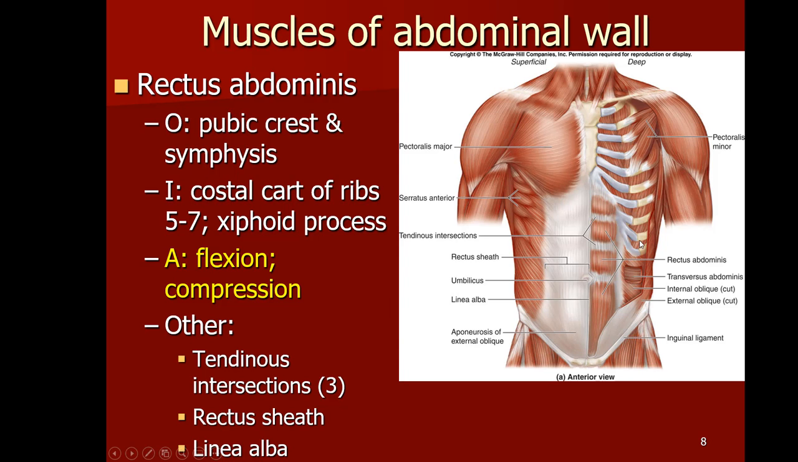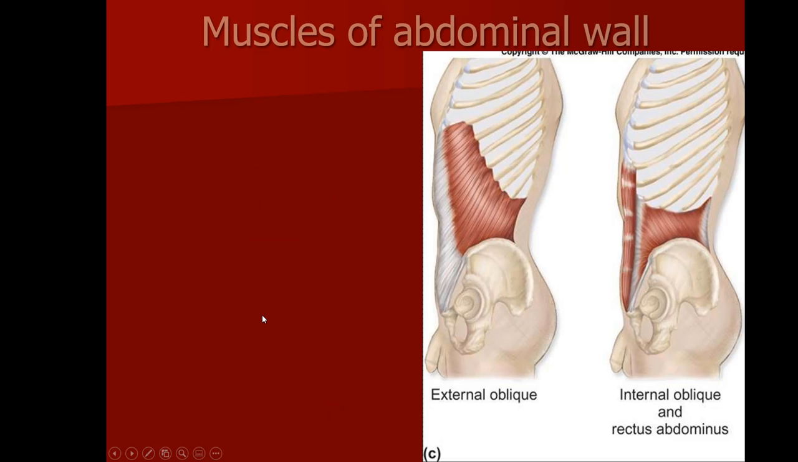All right, so as far as actions or movements, there's flexion of the vertebral column, which is basically if you're doing a crunch, lying on your back and you sit up, you feel your abdominal muscles contracting, so that's the flexion. And then it also just compresses the abdomen. So if you're trying to stabilize your back, you could just tighten these muscles and it would help stabilize the spine and cause compression of the abdomen.